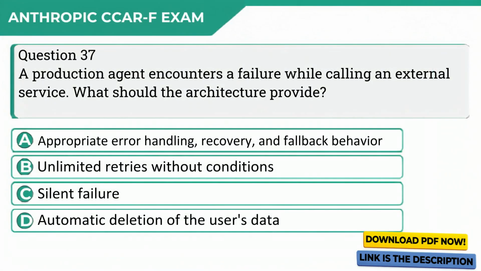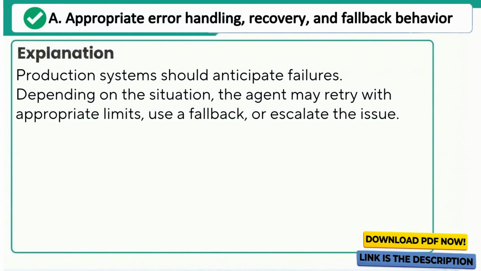Question 37. A production agent encounters a failure while calling an external service. What should the architecture provide? A. Appropriate error handling, recovery, and fallback behavior. B. Unlimited retries without conditions. C. Silent failure. D. Automatic deletion of the user's data. Correct answer: A. Appropriate error handling, recovery, and fallback behavior. Explanation: Production systems should anticipate failures. Depending on the situation, the agent may retry with appropriate limits, use a fallback, or escalate the issue.